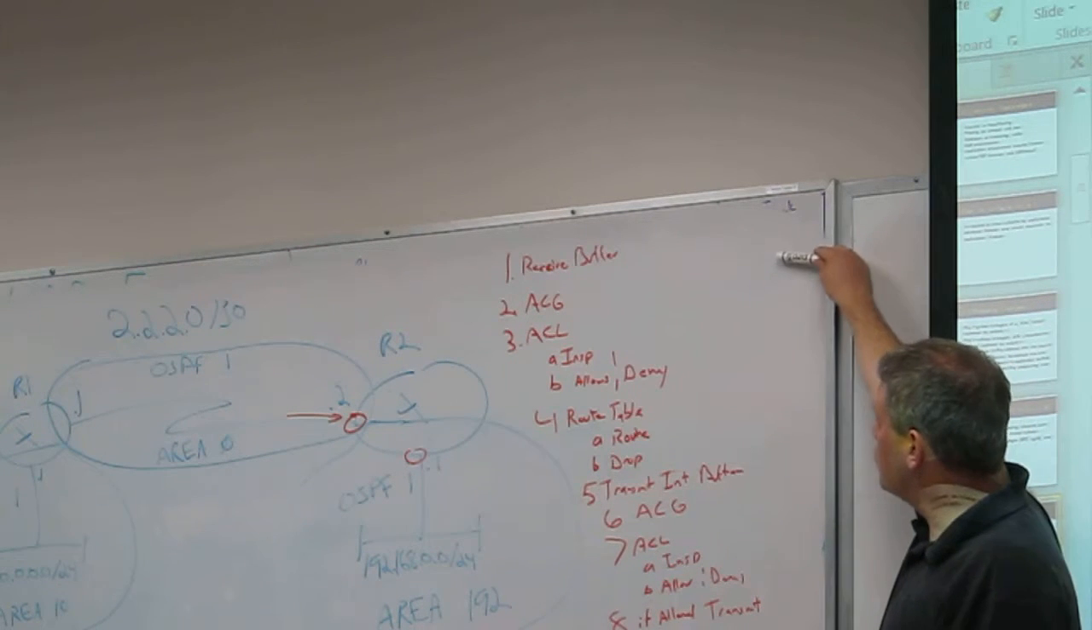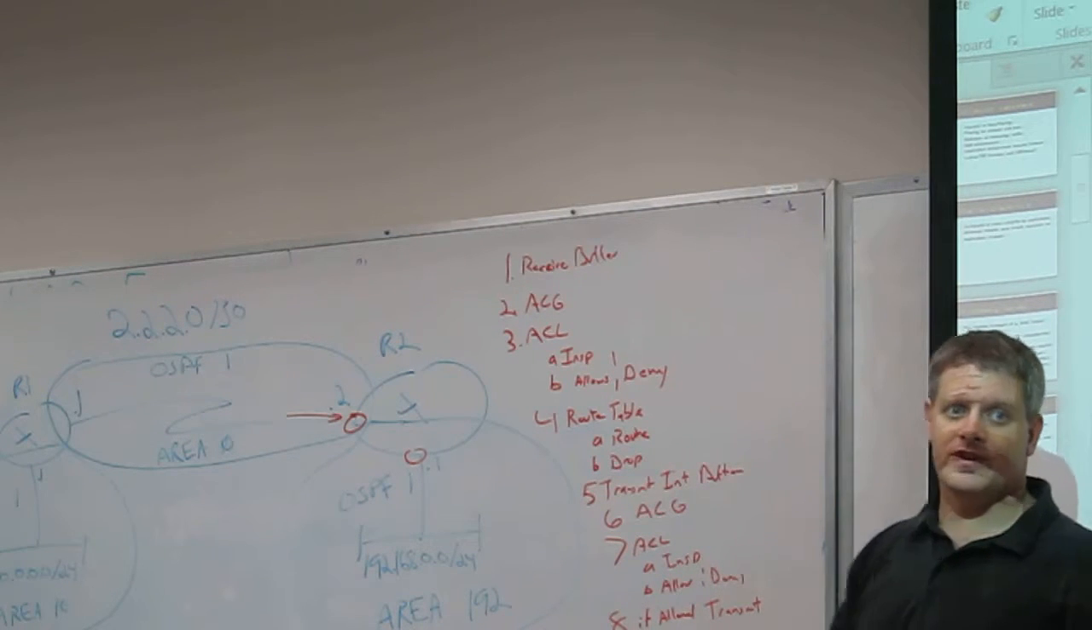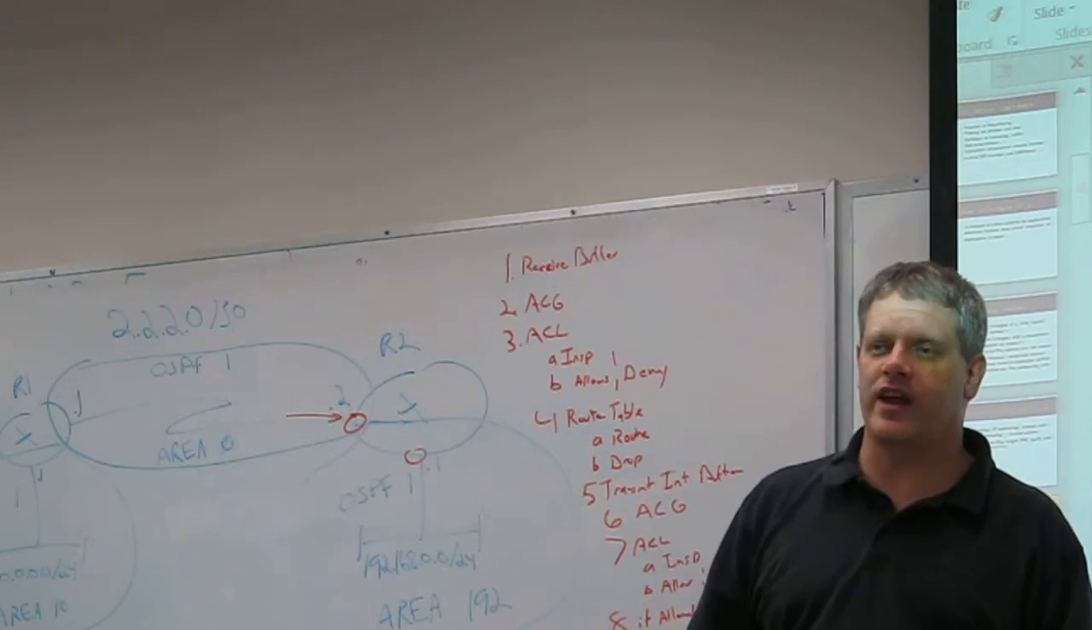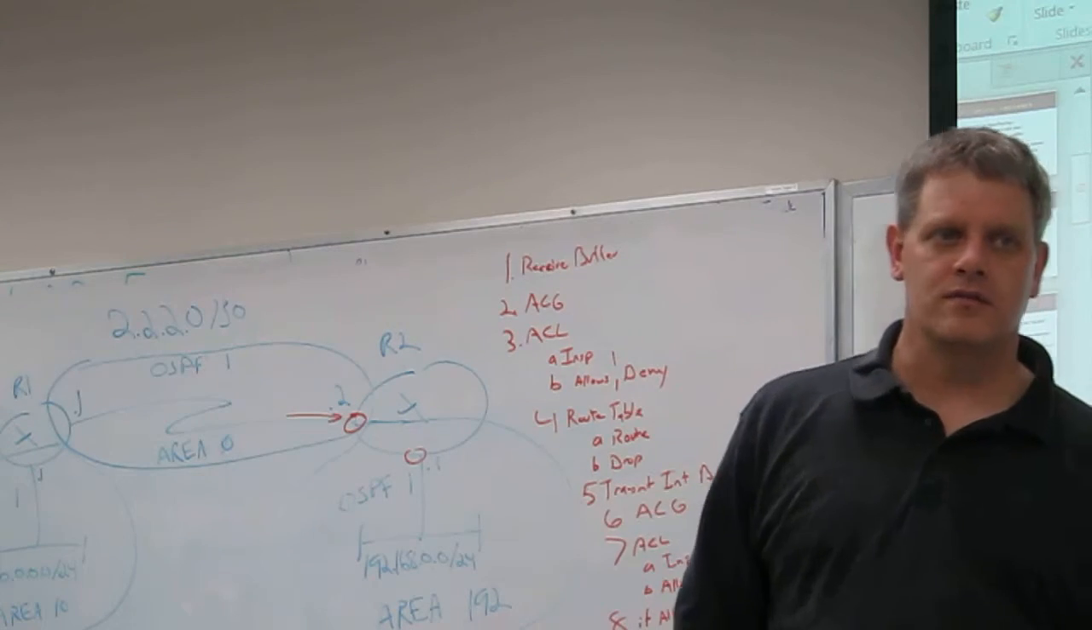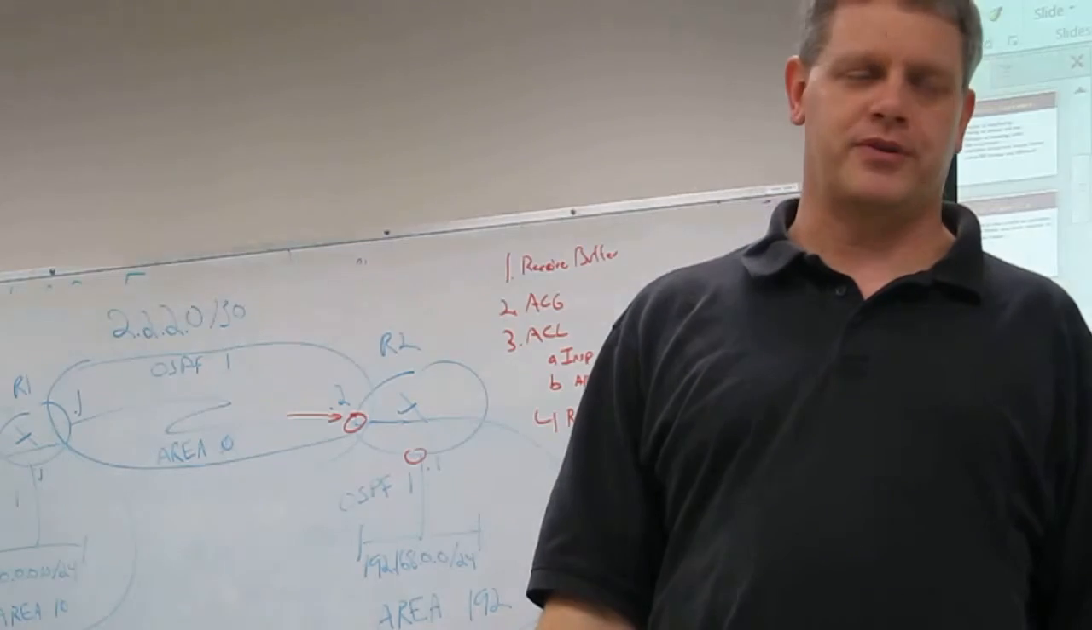If it goes all the way through the access list in either step, there's an implicit deny at the end of an access list. Meaning, if you didn't match anything in my access list, you are automatically dropped.